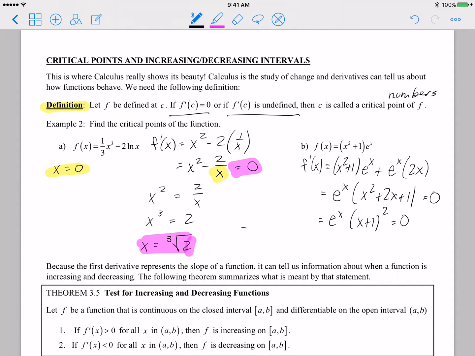So what we do is we take e to the x and set it equal to 0, and also x plus 1 squared and set it equal to 0. Well, that's going to give me x is equal to negative 1 right there. And e to the x equals 0 doesn't give me anything, because if I were to take the natural log of both sides, I'm going to get x is equal to the natural log of 0, and the natural log of 0 does not exist. And so because of that, we don't get any critical points from this part. We only get our critical points from x equals negative 1, which was this part right here.